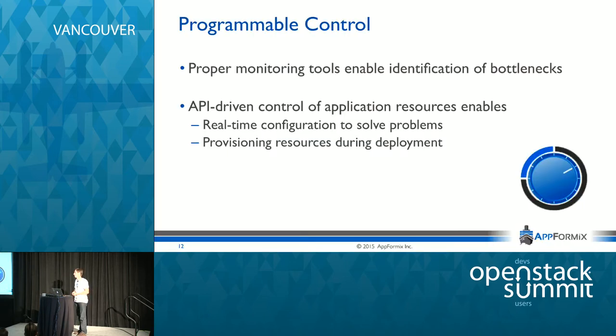But how do you solve the problem? So if the user comes to you and says, I'm not getting enough storage I/O, my application expects a minimum requirement in order to perform at an acceptable level, what you would like to be able to do is apply a policy that says this application is assigned this many resources so it can get its job done at an acceptable level of performance. And that is the second thing that AppFormix provides: programmable control. We have an API-driven system that you can use to specify the amount of resources to assign to an application, or to a virtual machine, or to a container. And the reason we break it down that way is that sometimes you have more than one application running inside a virtual machine, right?